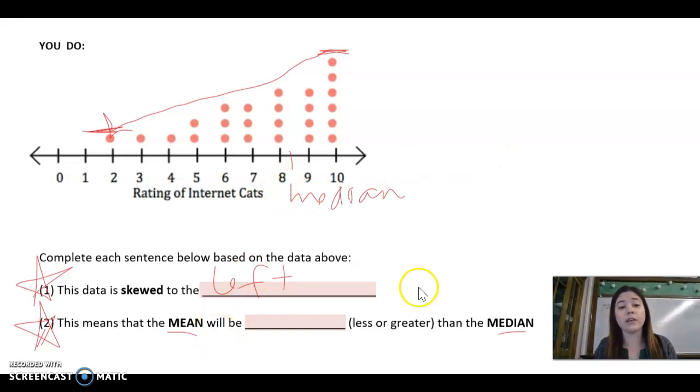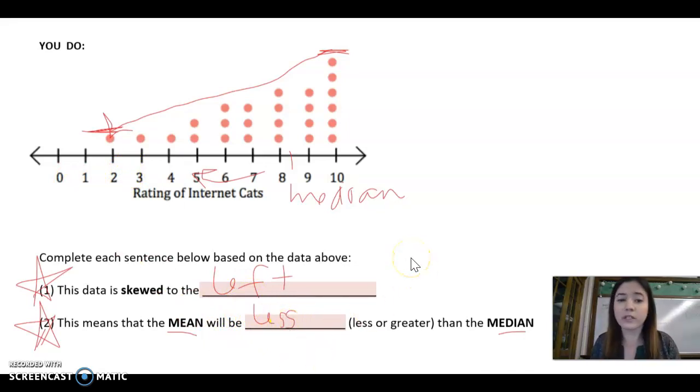Remember, the mean is going to be weak and get pulled the same direction as my tail. So my tail is to the left, so that means my mean is going to be pulled to the left. Are those numbers smaller or larger than the median? They're smaller. As we move to the left, we're getting smaller towards 0. So my mean is going to be less than my median.